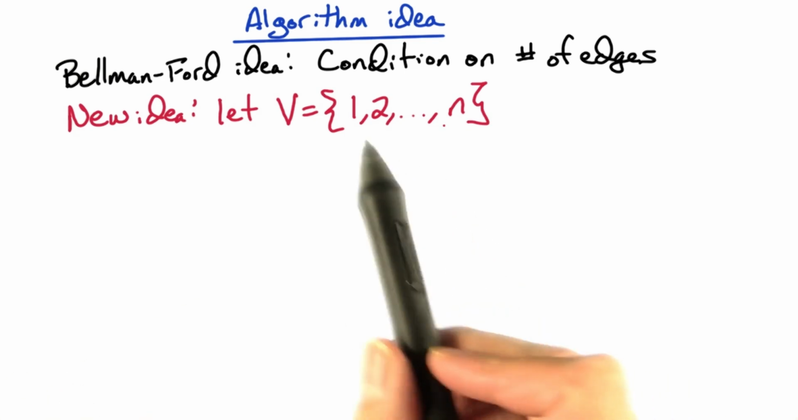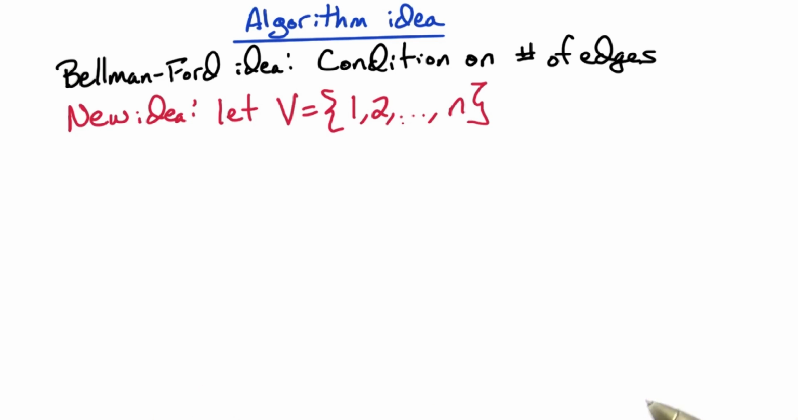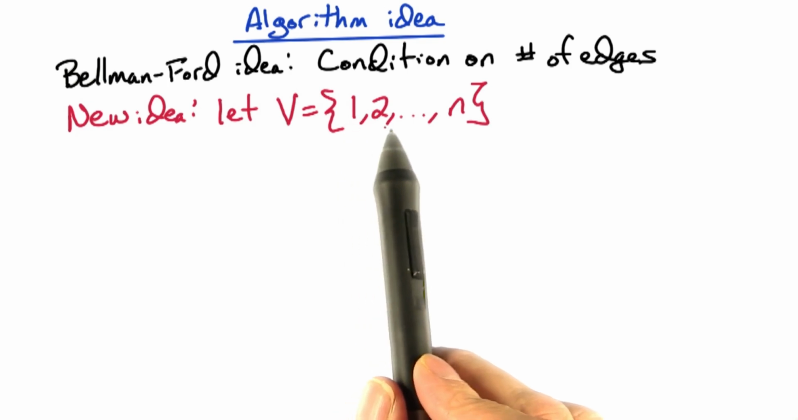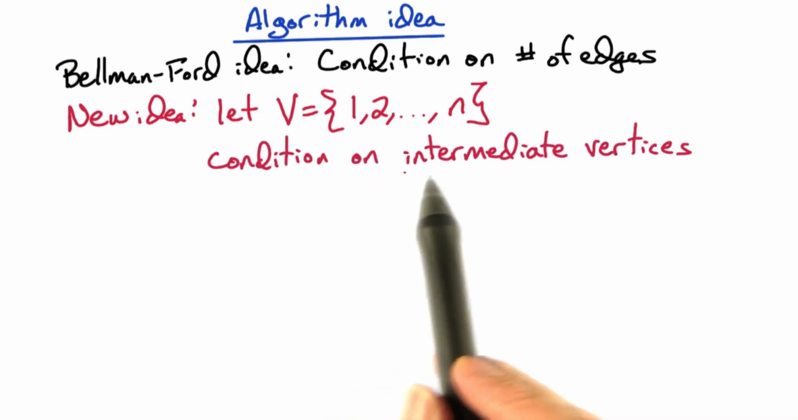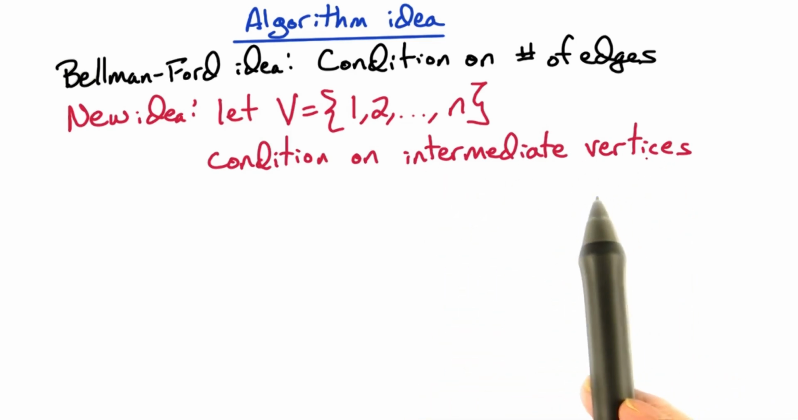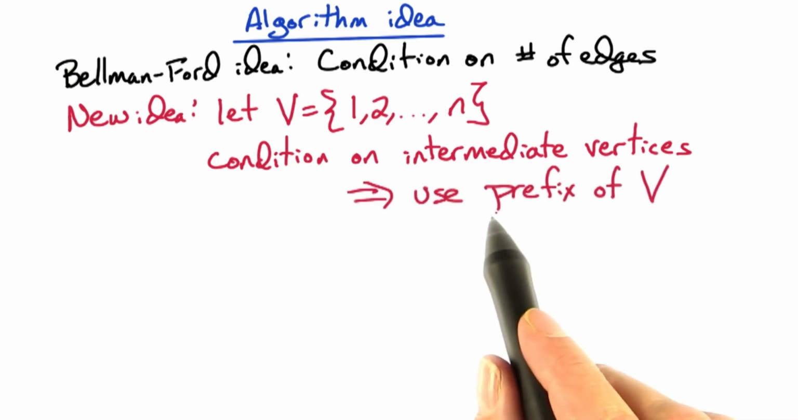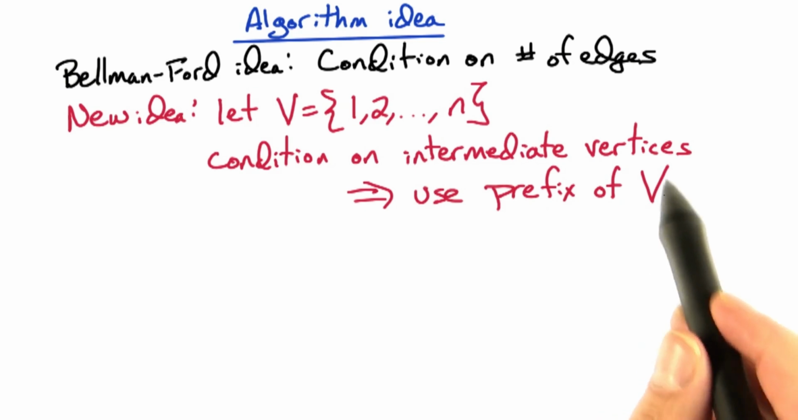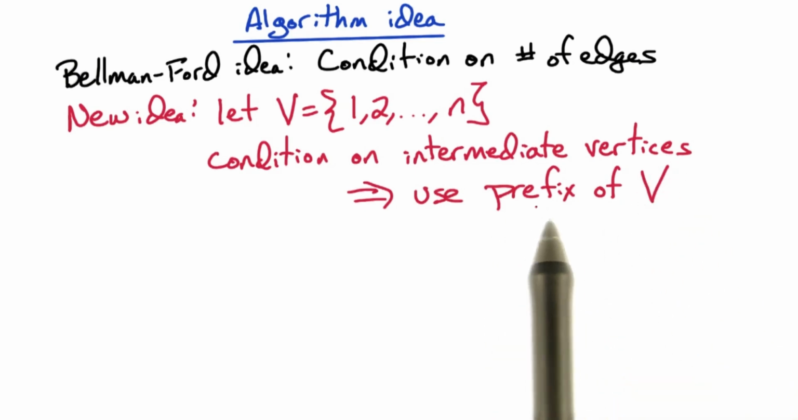The important thing now is that now we can look at a prefix of the vertices. So we want to solve this same all pairs shortest path problem where we only allow a prefix of the vertices to be used. So we're going to condition on the intermediate vertices that are allowed to be used in the paths that we consider. And we're going to go back and use prefixes, as we've done in many problems, and we're going to use prefixes of the vertex set.